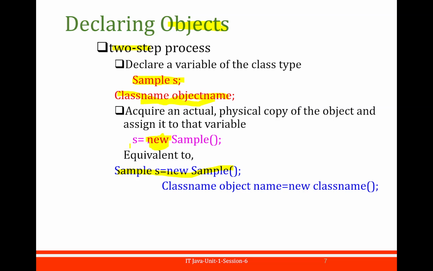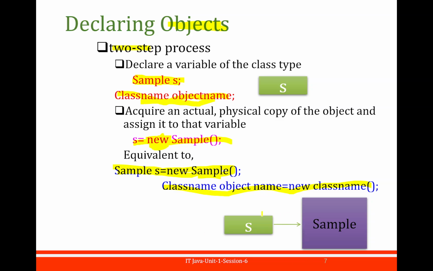For creating some space in memory, you can give it as object name equal to new class name. So first we create the object. The syntax is class name, object name. After that, we need to allocate memory. For that, we use the new operator. The syntax is object name equal to new class name. Either we can give it as two steps or in a single step. The syntax combining both is class name, object name equal to new class name. Here the class name is Sample, S is the object, and using the new operator, we are creating space in memory. So this is how we declare the object.